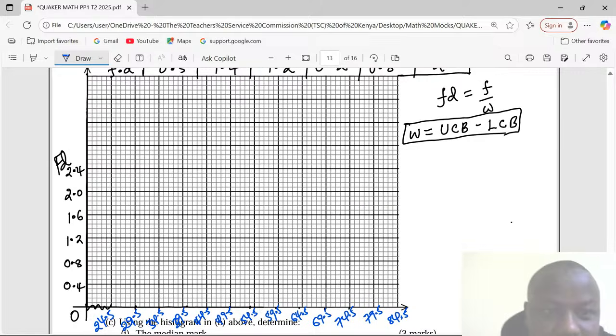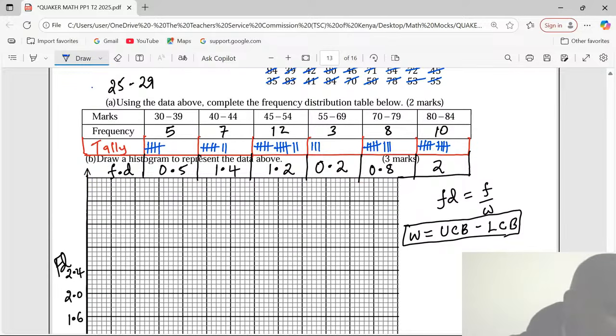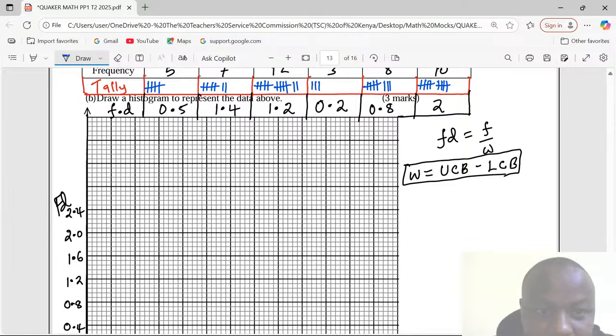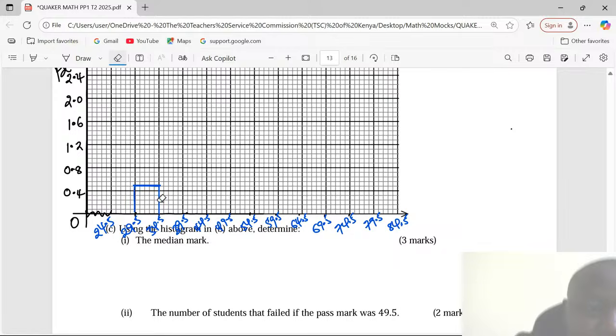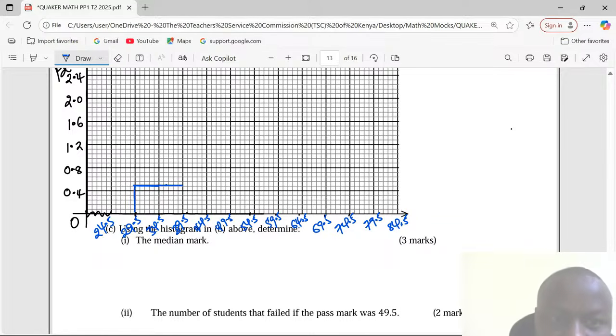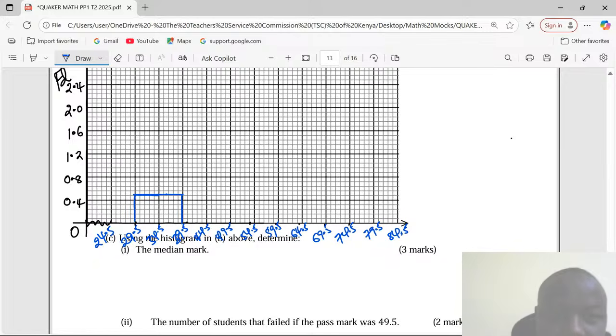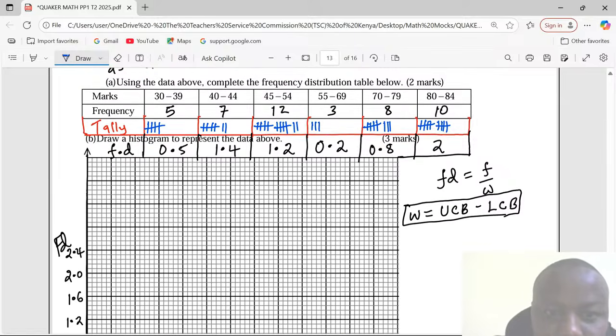The first class is running from 29.5. We are using the boundaries 29.5 to 39.5 with 0.5 as the height. So we start from this way. That is the first bar. It's going up to 39.5.